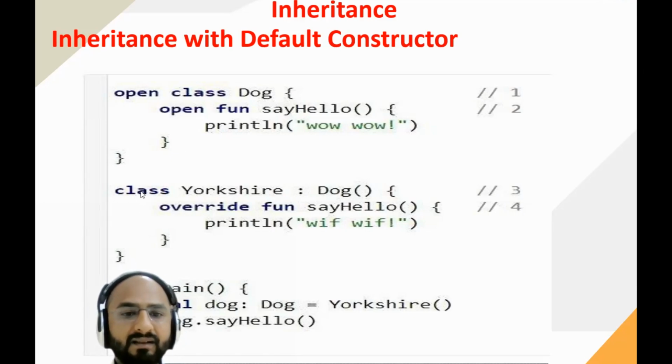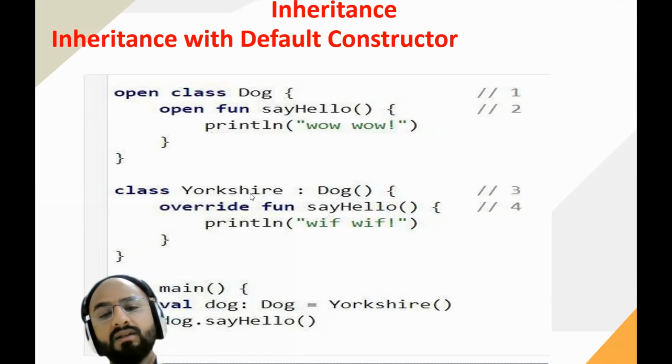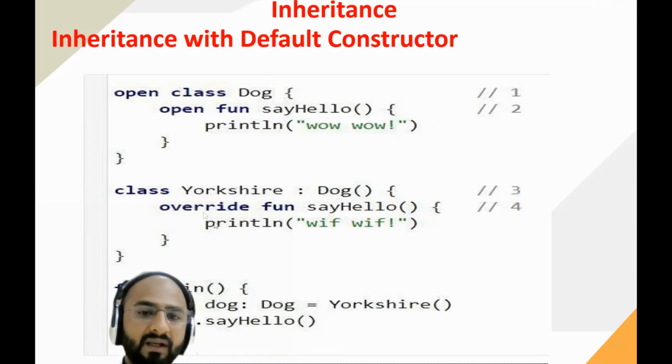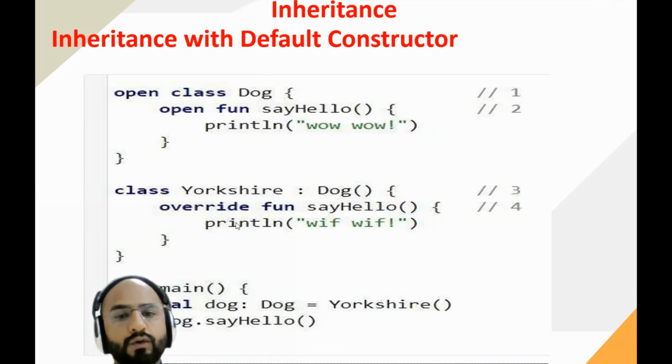Now, in this line, you can see class Yorkshire colon Dog. This colon is used to inherit the class into the child class. So yes, Yorkshire is the child class and Dog is the parent class. Yorkshire is a subclass and Dog is a superclass. So all the properties of the Dog class are available in Yorkshire. All the methods of the Dog class will be available in Yorkshire, because all the properties can be accessed by the child. Now I need to override that method over here.